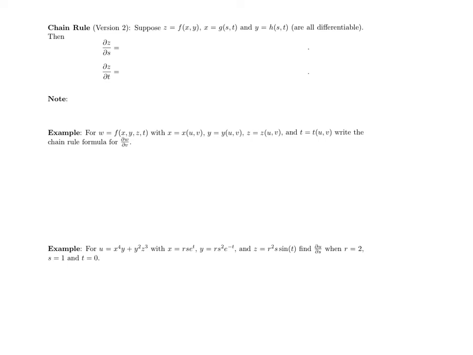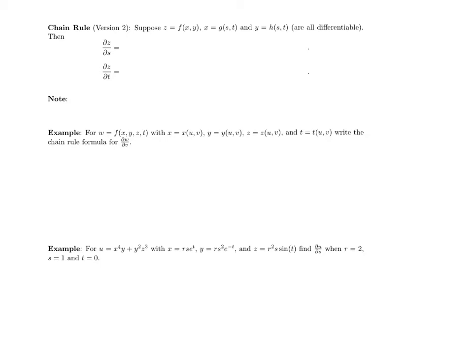Good day and welcome back to the second part of our discussion on the chain rule applied to functions of several variables. In the previous video we looked at version 1 of the chain rule, where these kind of composition functions only depended upon a single variable, whereas we generalize that idea for version 2.